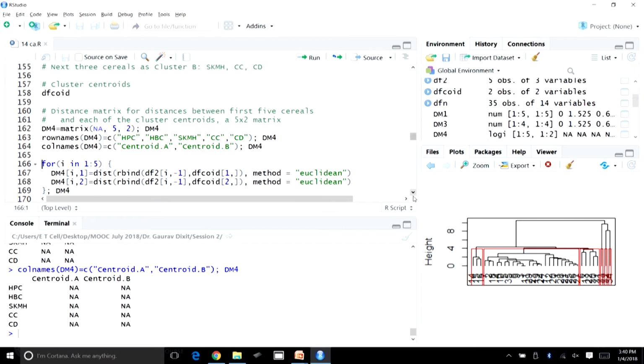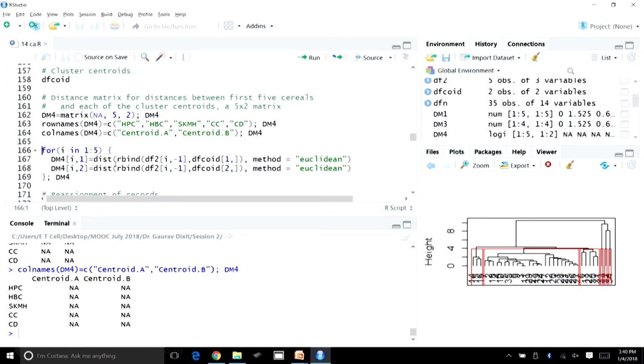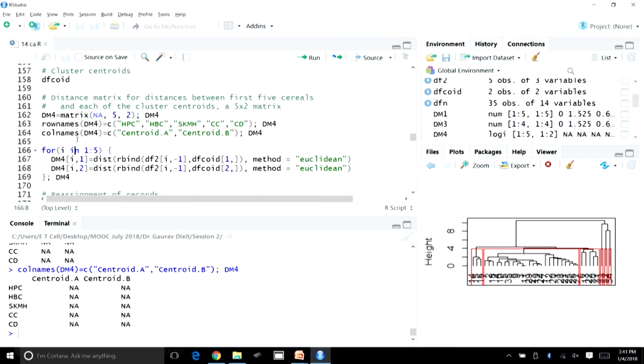You can see we have a for loop here where we are using the dist function, and in this we are using this df2 data frame which has the normalized scales for our 2 variables, rating and price. Now, using the coordinates of these 5 observations and the coordinates of the centroids, we are trying to compute the distances between these points. So, this for loop will give us these distances. You can see the method has been specified as Euclidean. So, let us run this loop.